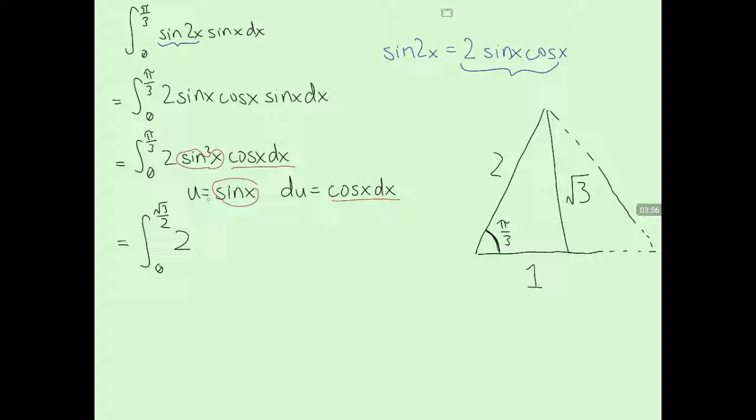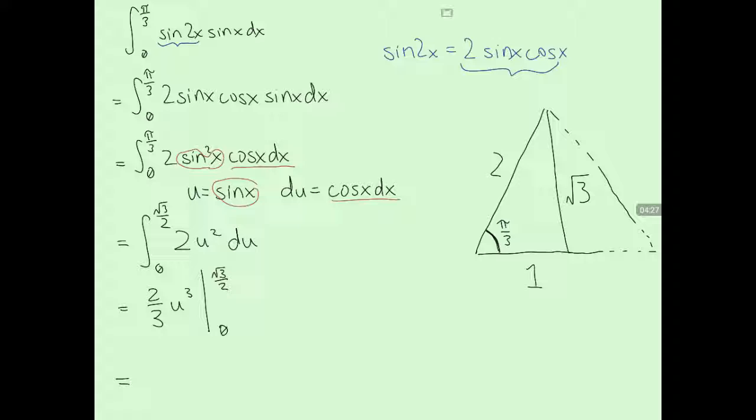So now let's just substitute u for x. So we have 2u squared du. And now we can compute our definite integral by taking antiderivatives. The antiderivative of 2u squared is just going to be 2 over 3 u cubed, and this is going to be evaluated at root 3 over 2 and at 0.